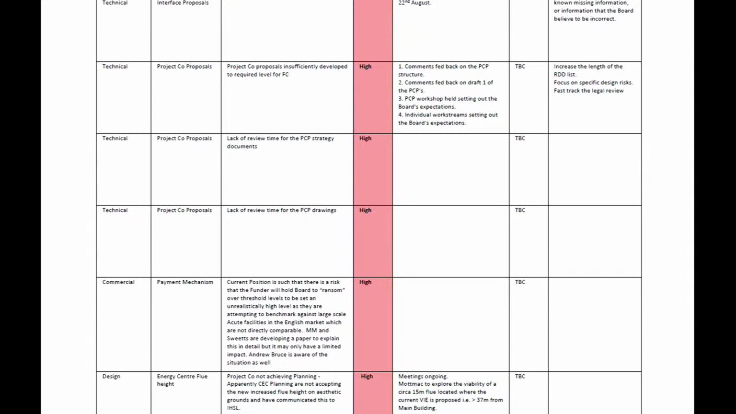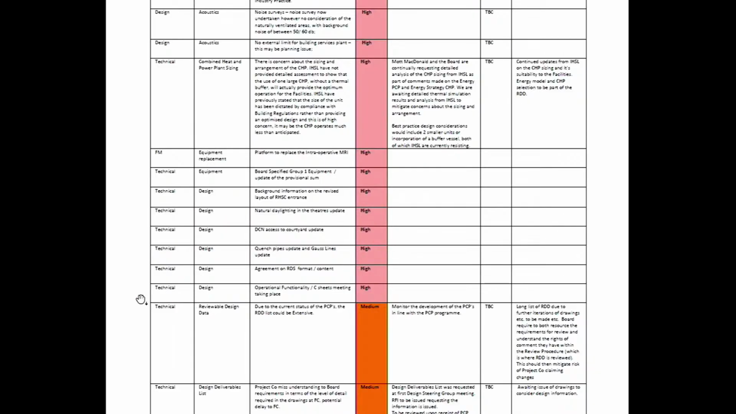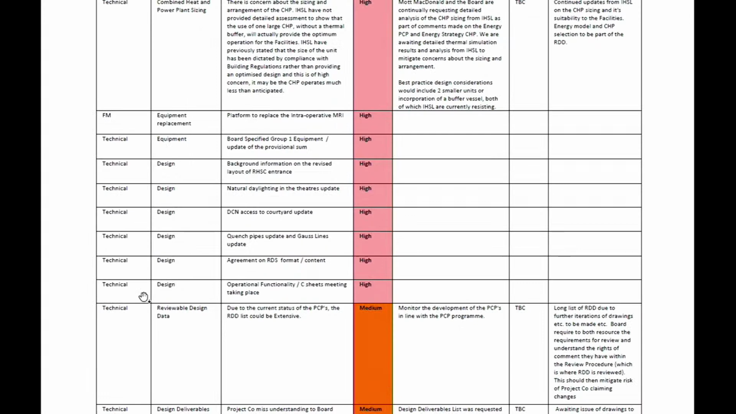And just for completeness, if we look on to page 76, please. Look 5 entries up from the bottom, you see a technical design, and then next to the issue being highlighted is agreement on RDS format and content. Yes. And that's noted as being a high risk. What had prompted the lack of agreement on RDS format and content? Why is that still a high risk by summer of 2014?